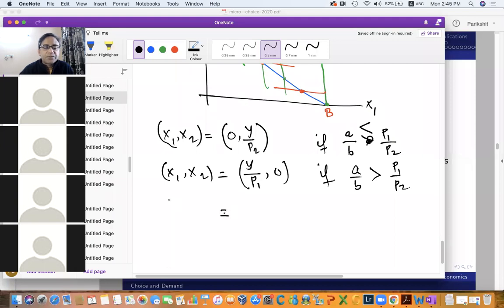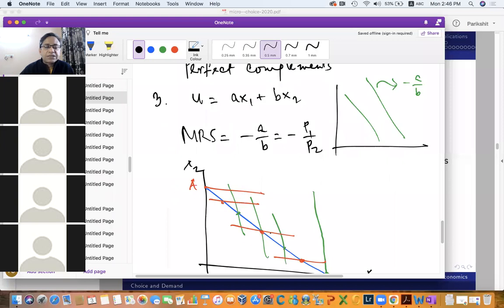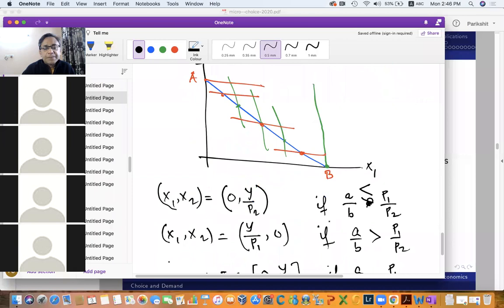This is where x1 belongs to, could be anything from 0 to all the income being spent on x1. This is the case where the two slopes are identical. Okay. In that case, the budget line itself is an indifference curve. Okay, so any point of the budget line gives as much utility as any other point on the budget line. So there are multiple optimum choices.